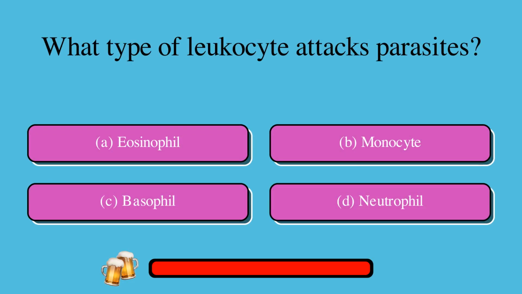What type of leukocyte attacks parasites? A, eosinophil, or B, basophil, or D, neutrophil? The correct answer is A, eosinophil.